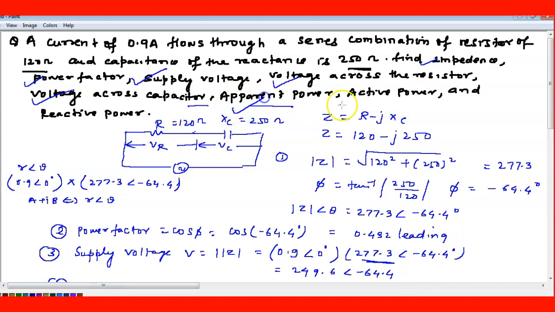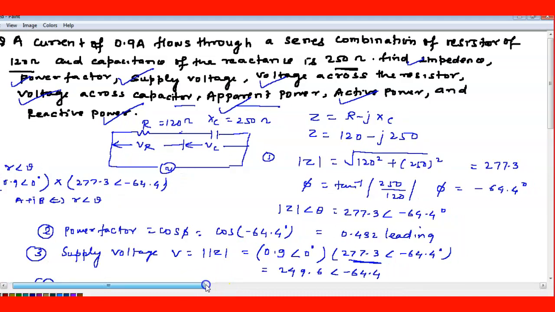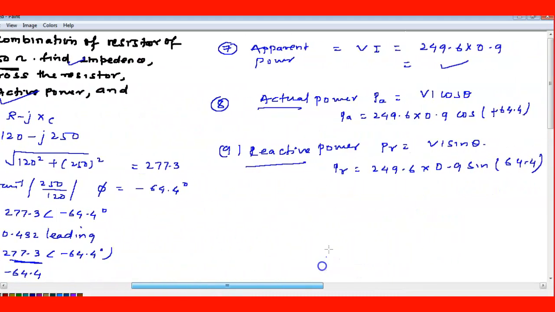We got the apparent power also, active power and reactive power. This VI is called apparent power. Actual power is VI cos theta. This is the actual power.